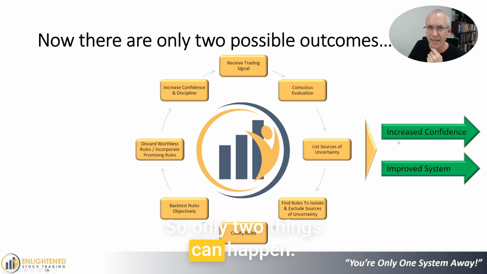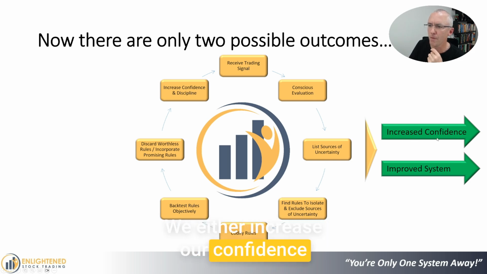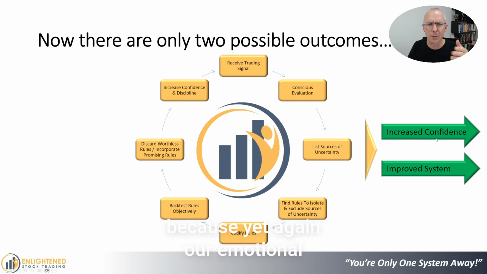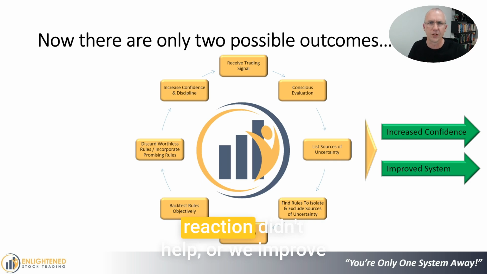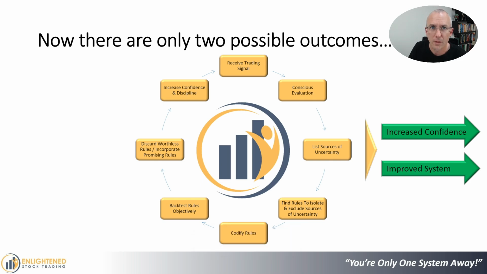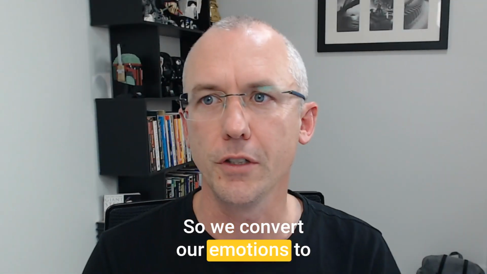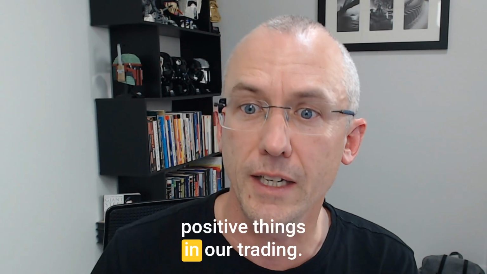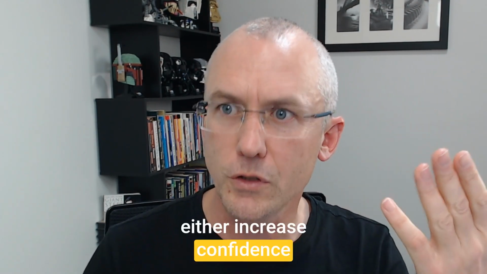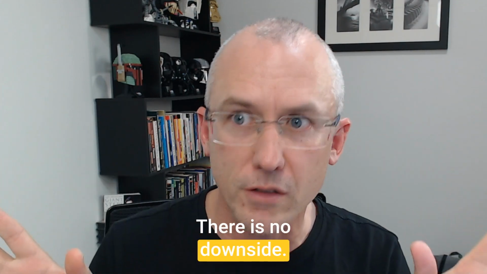So only two things can happen. We either increase our confidence to follow the system as it is because yet again our emotional reaction didn't help, or we improve the system. So we convert our emotions to positive things in our trading. Either increase confidence or increase profitability. There is no downside.